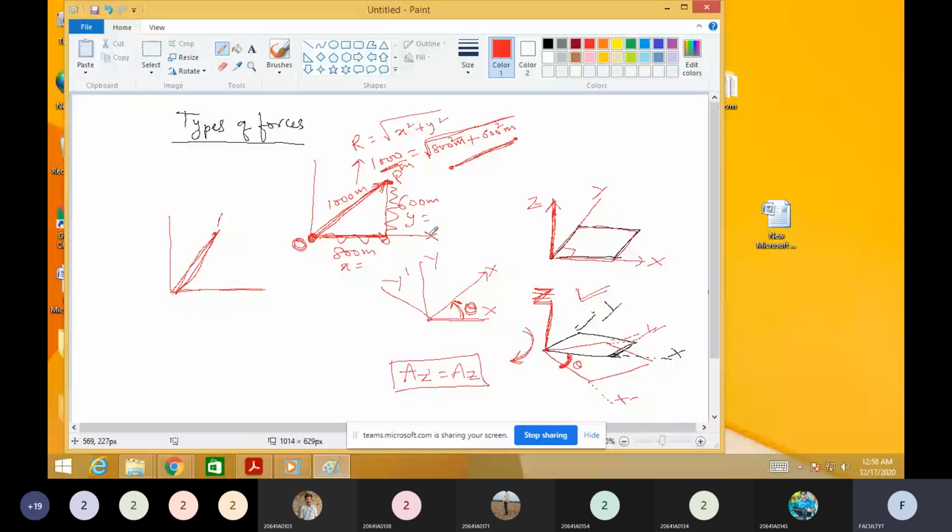Now this is regarding the xy frame. Suppose we had moved 800 meters in the x direction and 600 meters, and thereafter you reach this point.